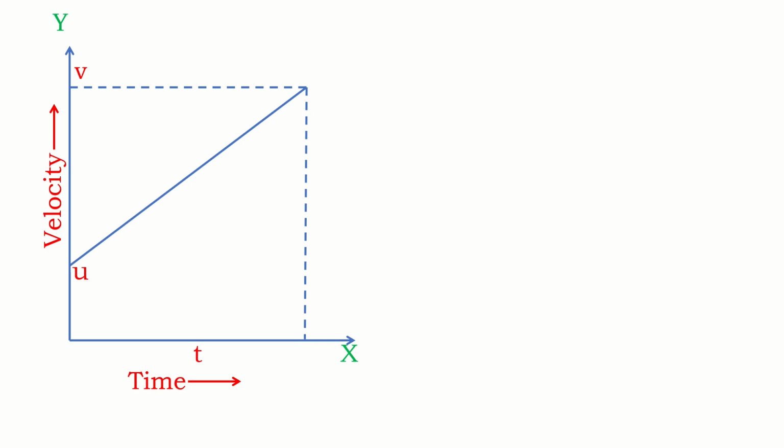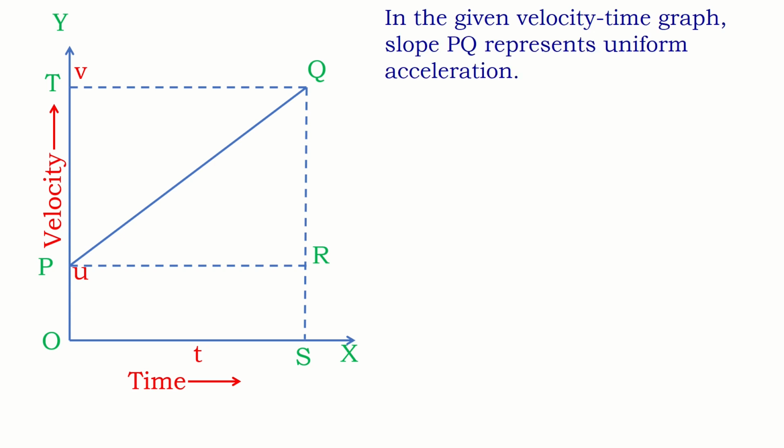Now this is the representation of a uniformly accelerating body by a velocity-time graph. But we have to take symbols for different points. The time t can be taken from this point u also, this way. I want to take a symbol for each of the points: O, P, Q, R, S, and lastly T. Now after this representation, we can say that in the given velocity-time graph, the slope PQ represents uniform acceleration.